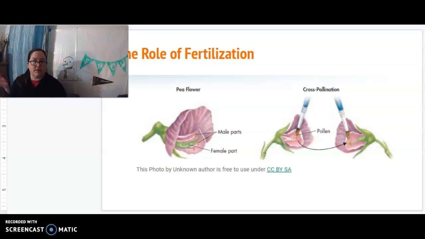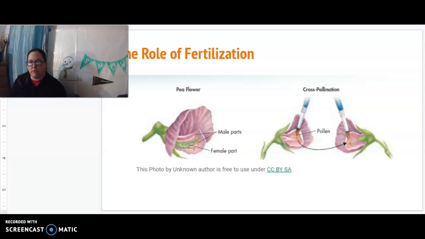So tall plants would have tall offspring. Green seeds would have offspring with green seeds, right? They were actually homozygous for their traits. So they were either homozygous dominant or homozygous recessive, and for their traits. So a trait is a specific characteristic such as seed color, plant height, etc.